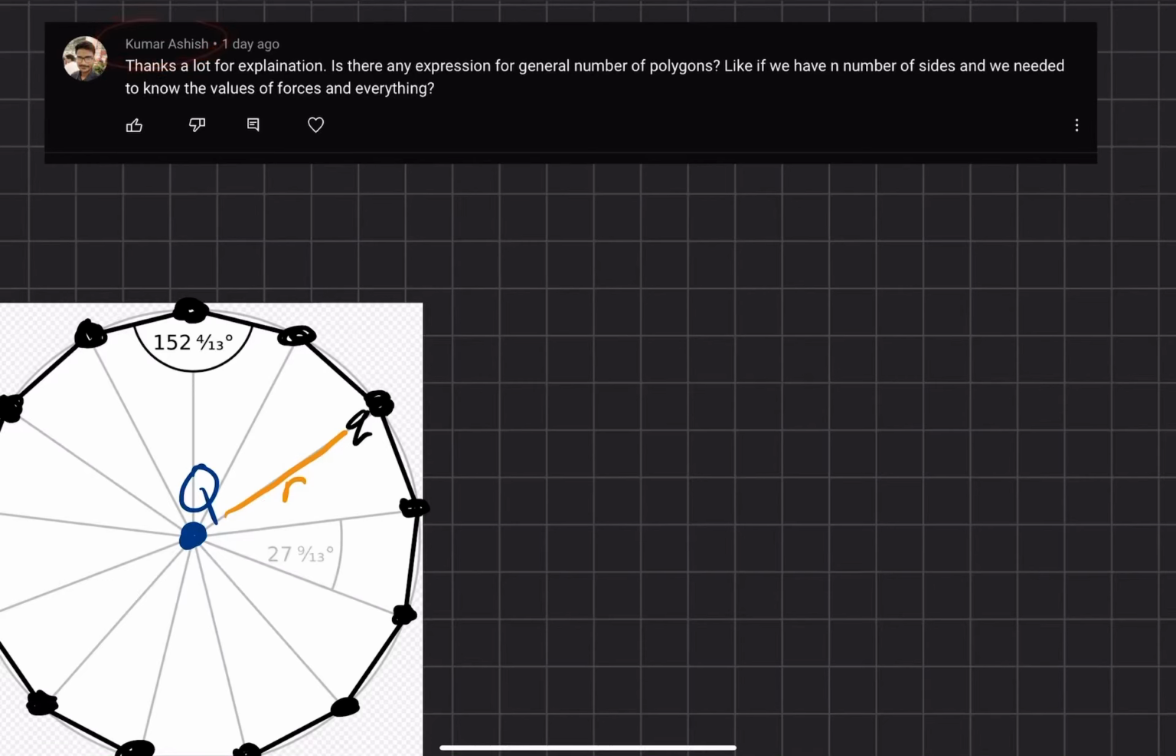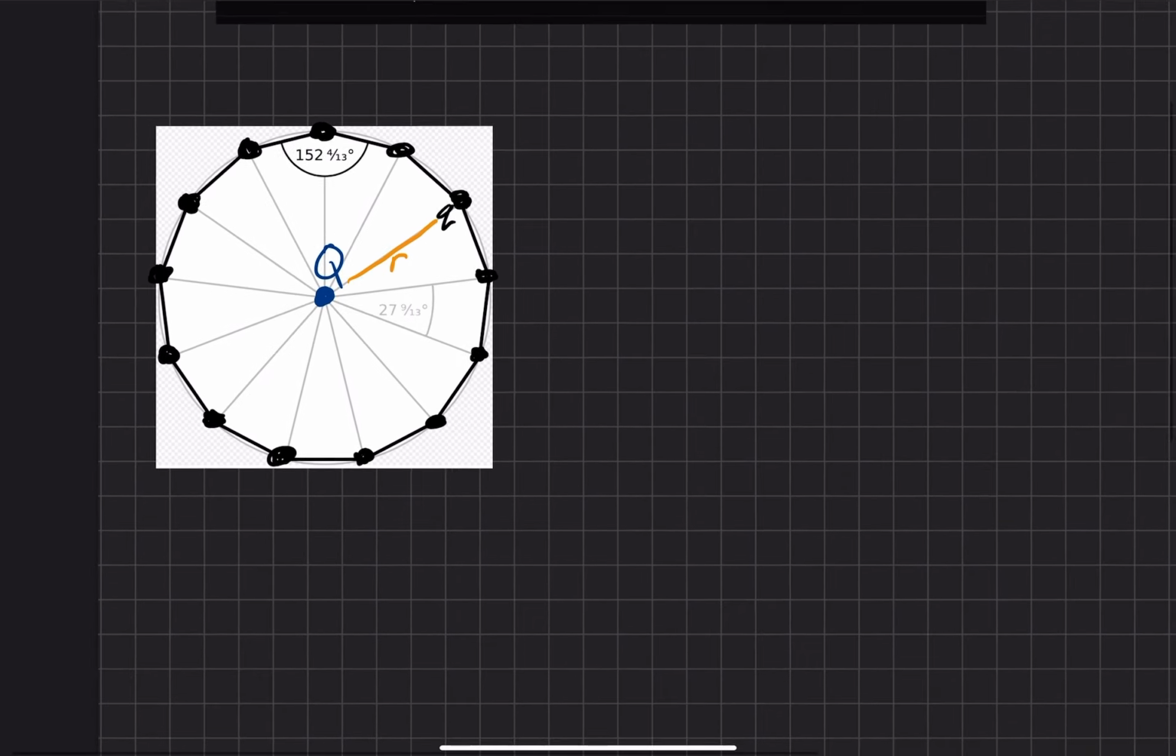Mr. Kumar Ashish asked a very good question in regards to problem 2.1, which I'll go over in a second. He asked, is there a general expression for the number of polygons for these types of problems, and specifically in terms of number of n sides? So let me first review that problem.